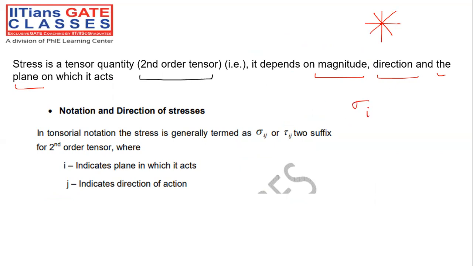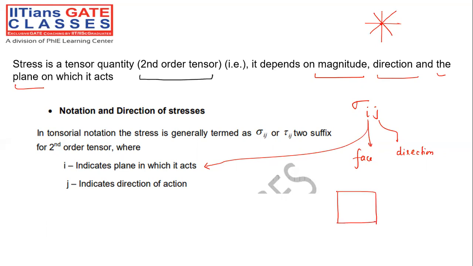So we define it by sigma ij, where i is nothing but the indication of the plane on which it acts, or sometimes we say the face on which it acts. j means the direction, in which direction it is going to be acting. Let me give a very simple example so that you will understand.